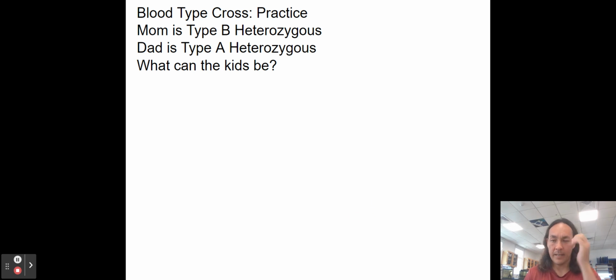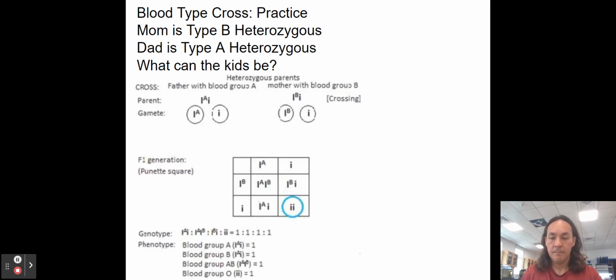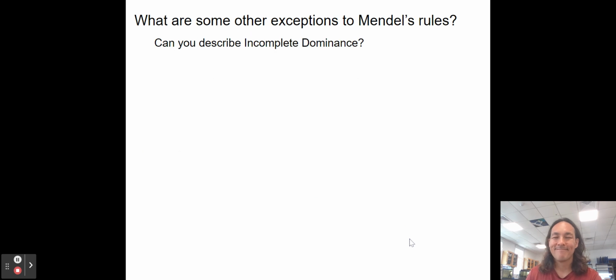All right, how about type B heterozygous, type A heterozygous? What can the kids be? They can be anything, right? They can come out as A, B, AB, or O. So this one's a really good one to understand. Look at it. It gives you the gametes. It shows you the Punnett square. You should pause the video and work your way through this problem.